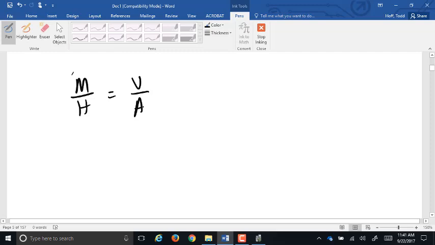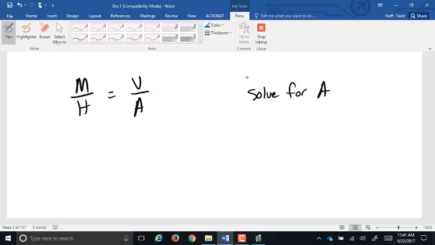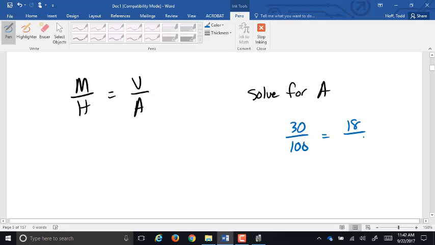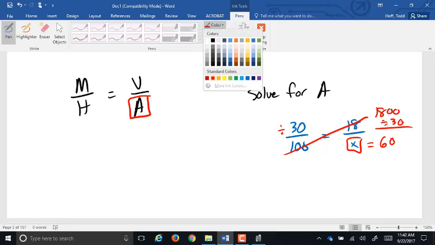Now, your book likes to do some weird ones like this. But I want you to solve that for A. If I tried to solve this like an equation like I have been doing, this would be kind of a struggle. But we did those percents last unit where we'd have something like 30 over 100 equals 18 over X. How did I find X? Cross multiply and then divide, right? So 100 times 18 is 1800 divided by 30 is 60. X equals 60. If I am solving for A here, I can do exactly the same thing.